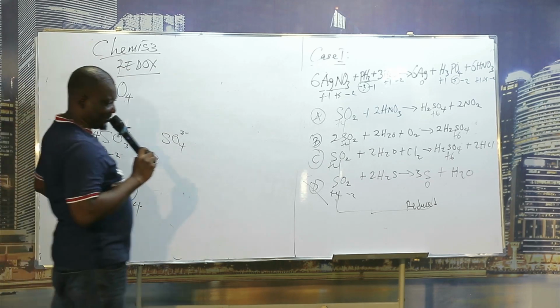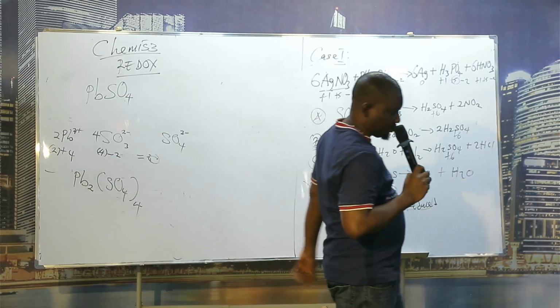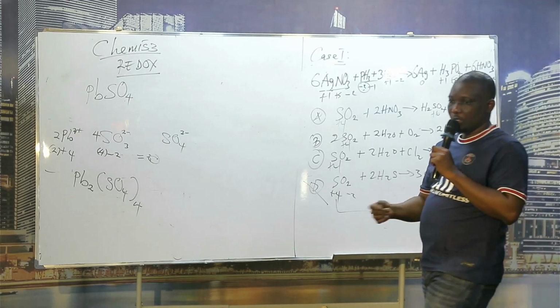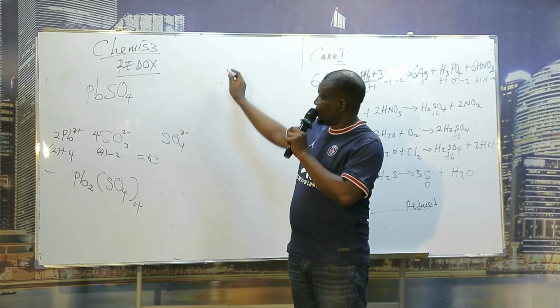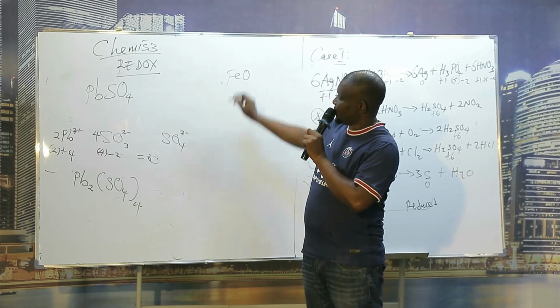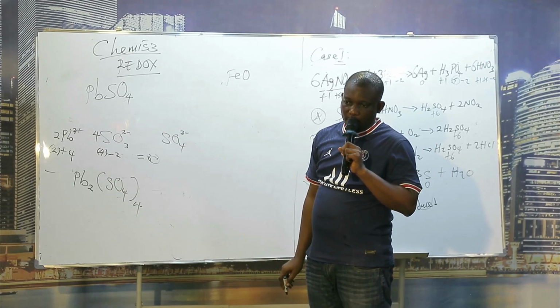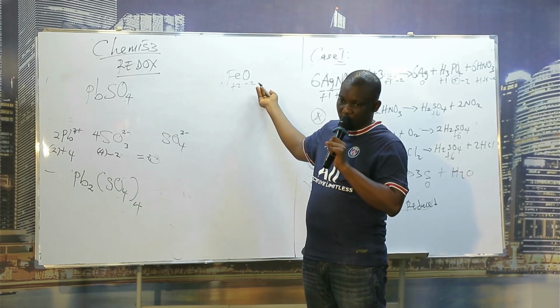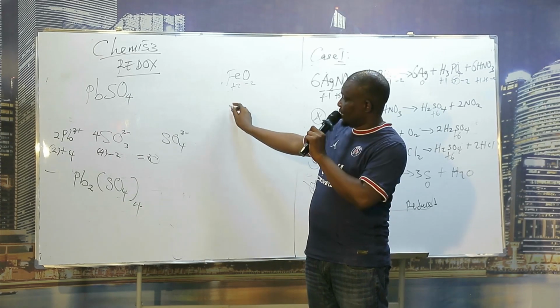Well, that will cover that special class of naming: iron oxides. How do you name this? You know this is going to be minus 2, plus 2. You see how easy it is. How do you name this one?